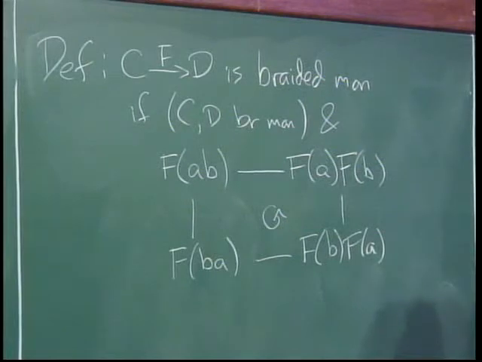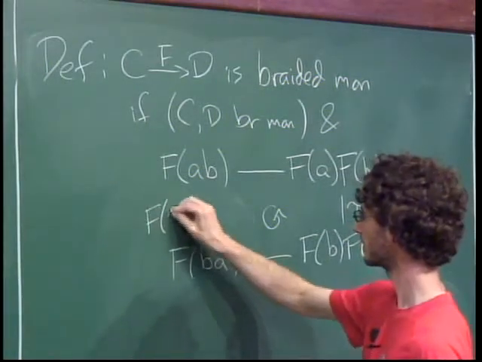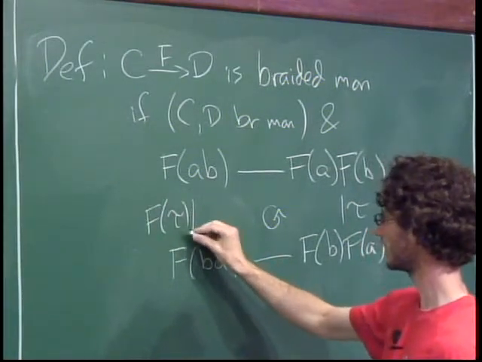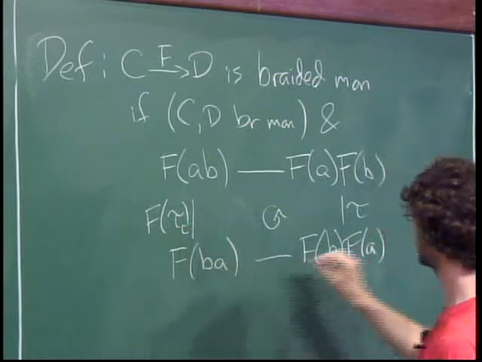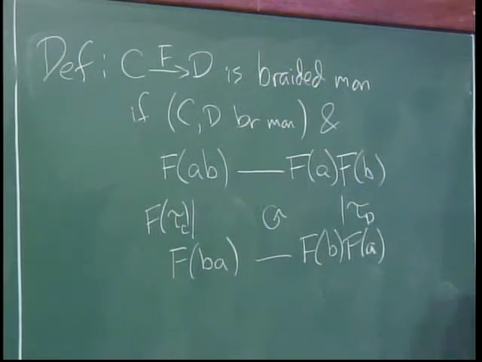We're almost done with these boring categorical definitions. So just to be clear, that's tau, and this is f of tau. So this is the braiding tau in C, and this is the braiding tau in D.